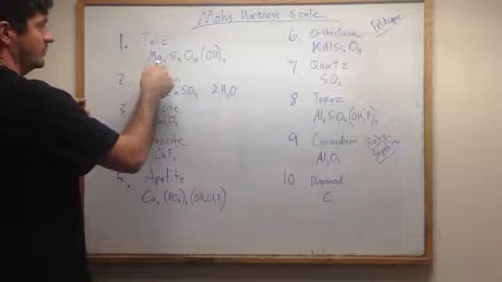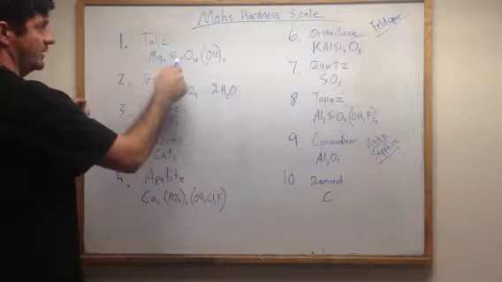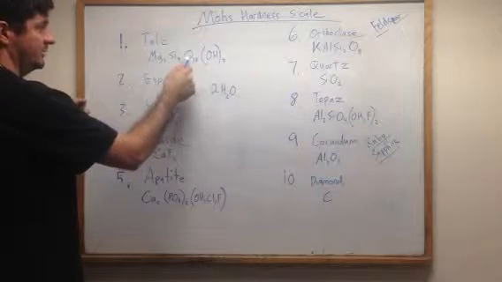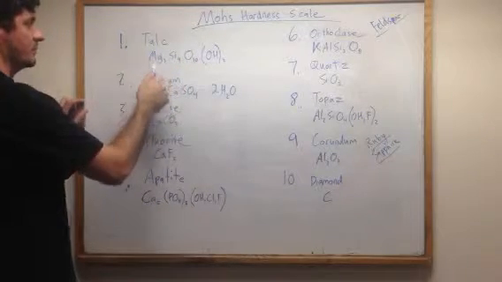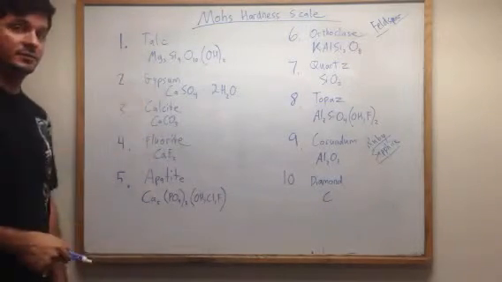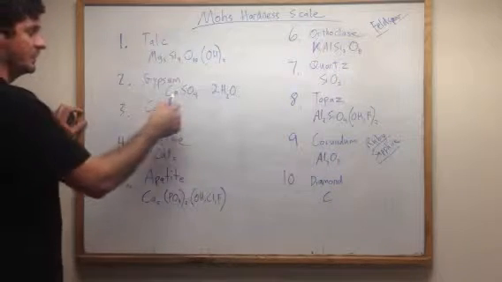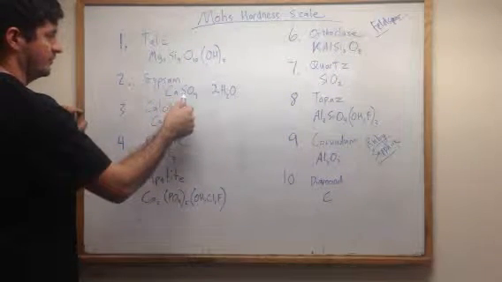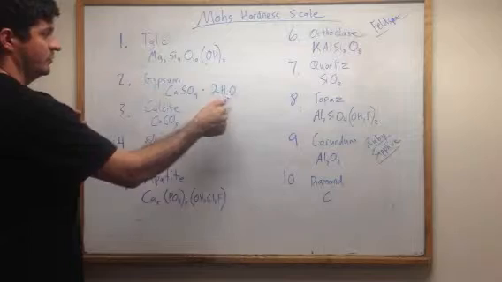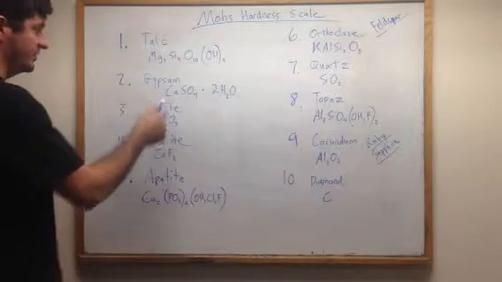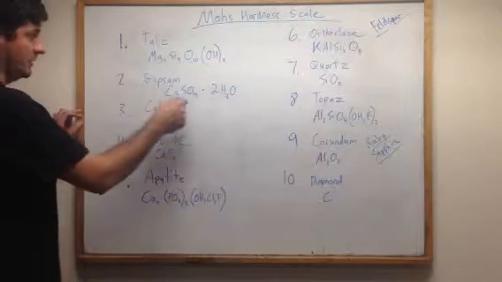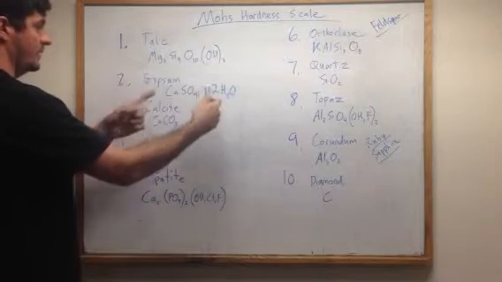You have magnesium, which is Mg, silicon, which is Si, oxygen, which is O, and OH, the hydroxyl. You have 2 of those, you have 10 oxygens, you have 4 silicons, and you have 3 magnesiums. That's a whole lot of elements going into one molecule of talc. Okay. And you have gypsum, you have calcium, sulfur, and oxygen, 4 oxygens. In addition to that, you have 2 water molecules. So literally, gypsum is comprised of water. How about that?